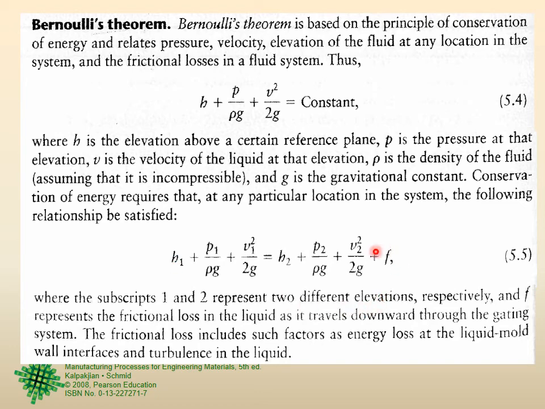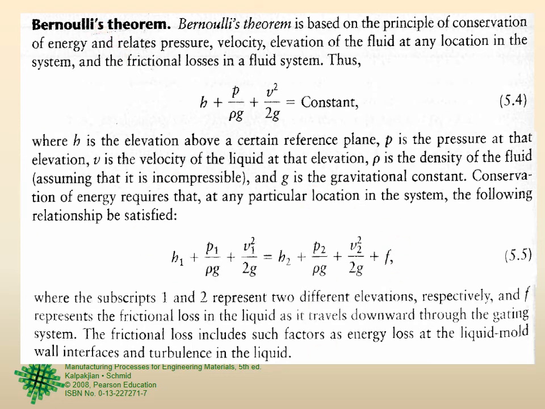And then what is this F? This is the frictional losses, right? A liquid is flowing and it is flowing against some wall. So there is some friction between the liquid and the wall. So because of the friction, some losses are there. So ideally, if there is no friction, then this is equal to this. But if there is some friction, then the frictional losses are there. So this is Bernoulli's theorem. You already know about it.